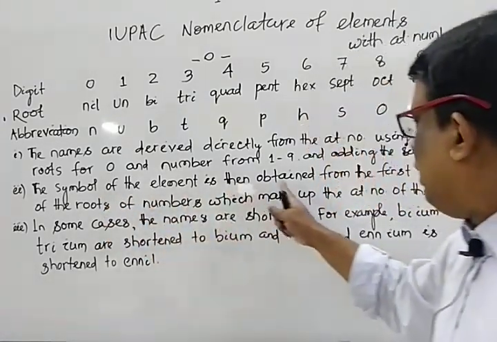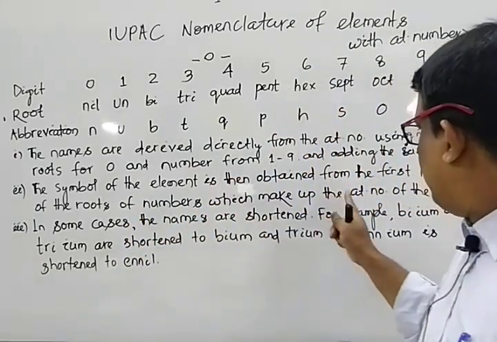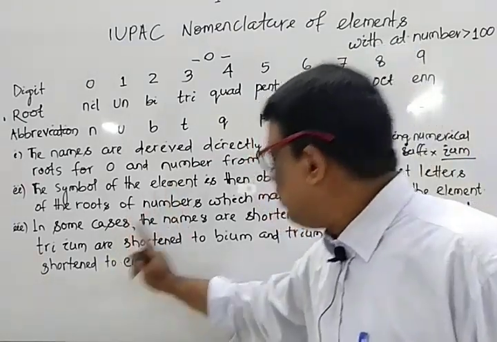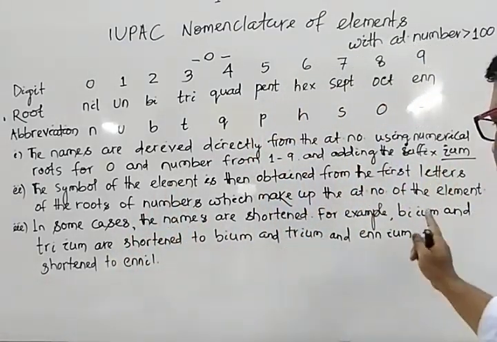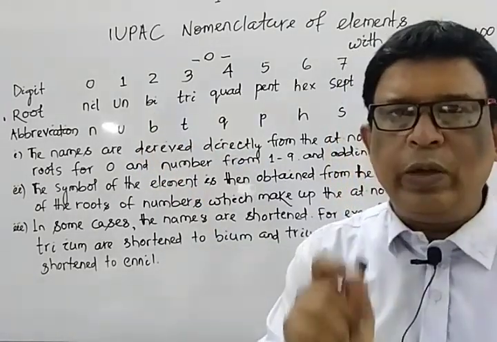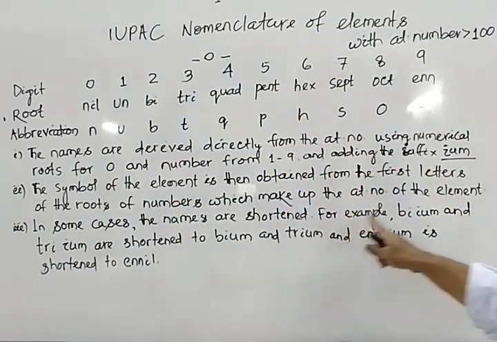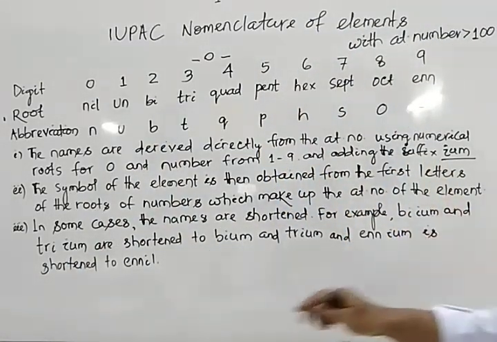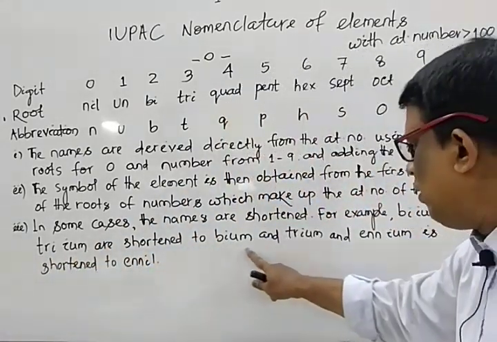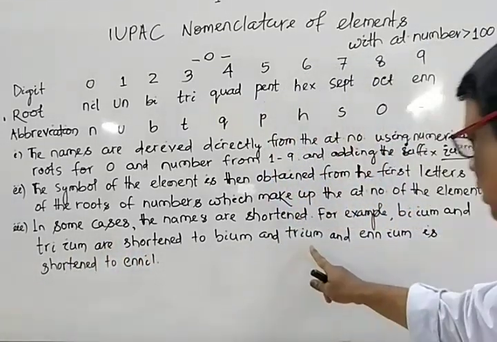The symbol of the element is obtained from the first letter of the roots of the numbers which make up the atomic number of the element, and in some cases the names are shortened. For example, if we use 2, then we use bi and add IUM. So in the case of bi-ium and tri-ium, it is shortened to bium, and in the case of trium, it is shortened to trium.